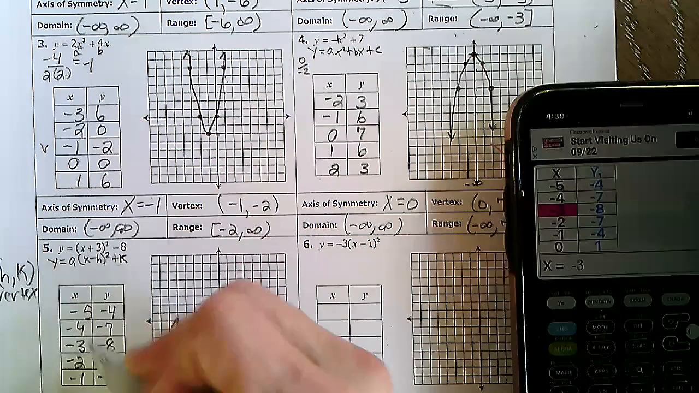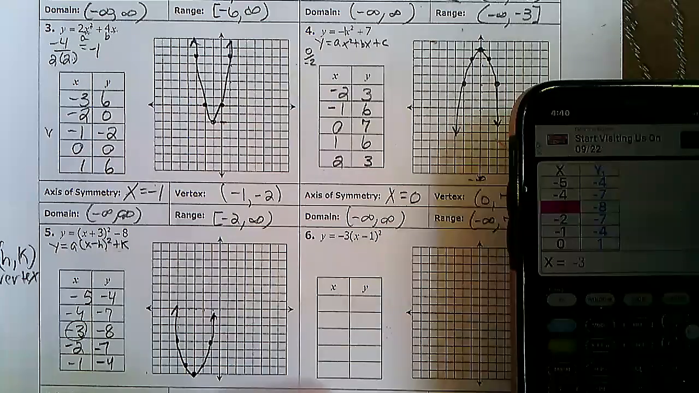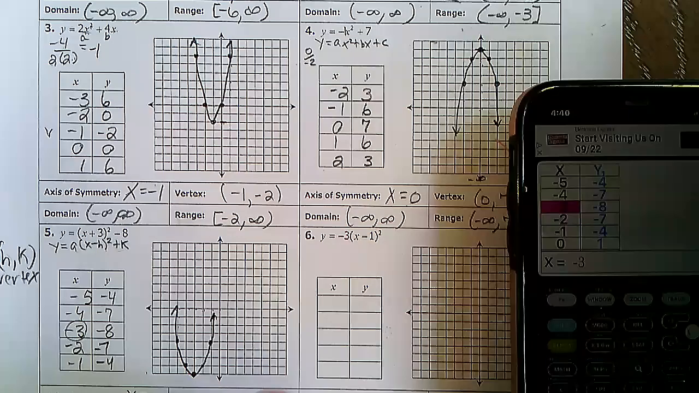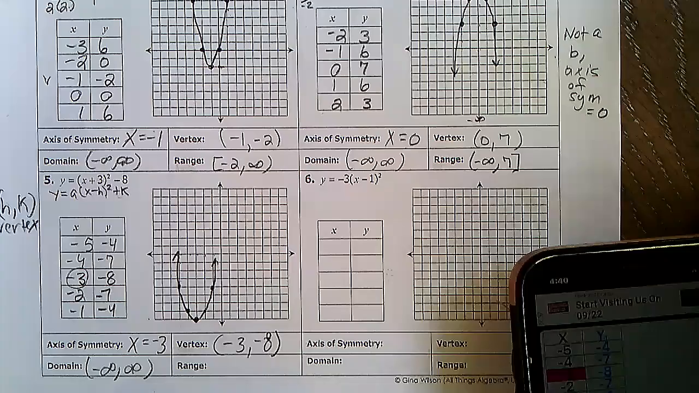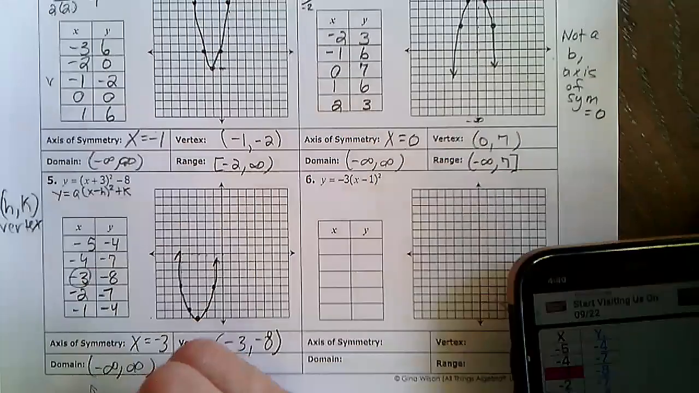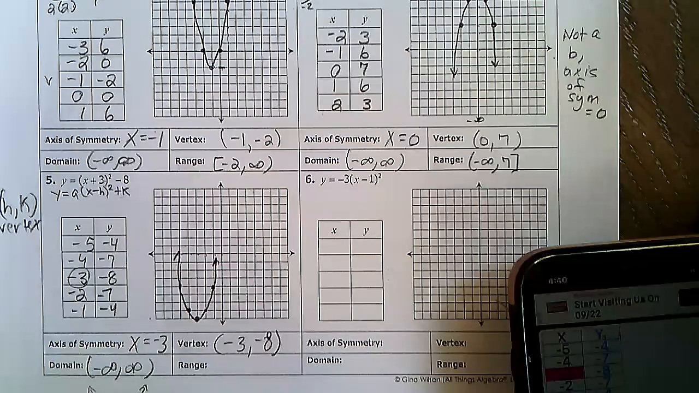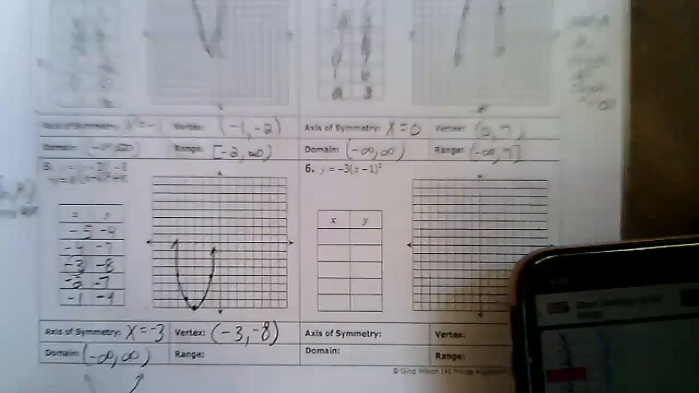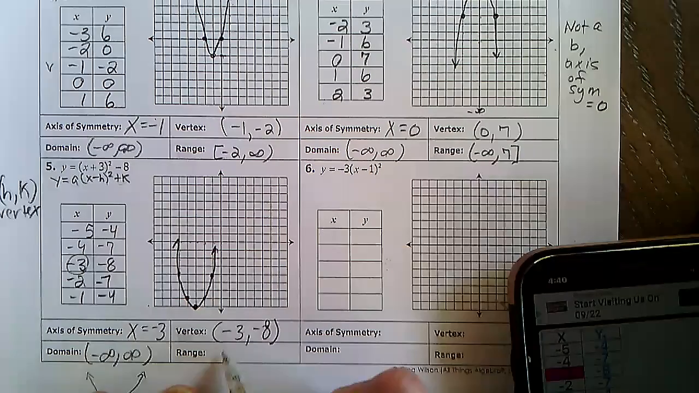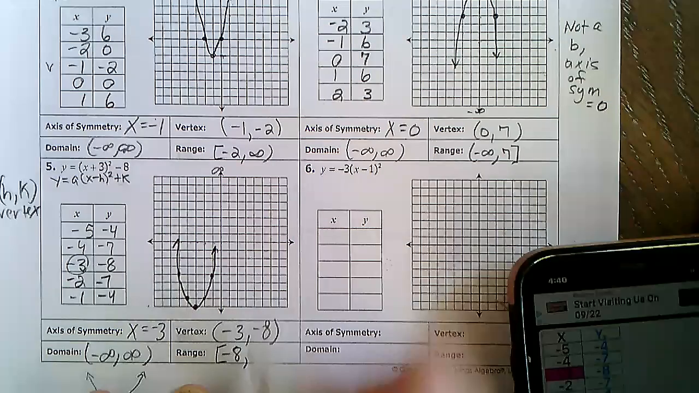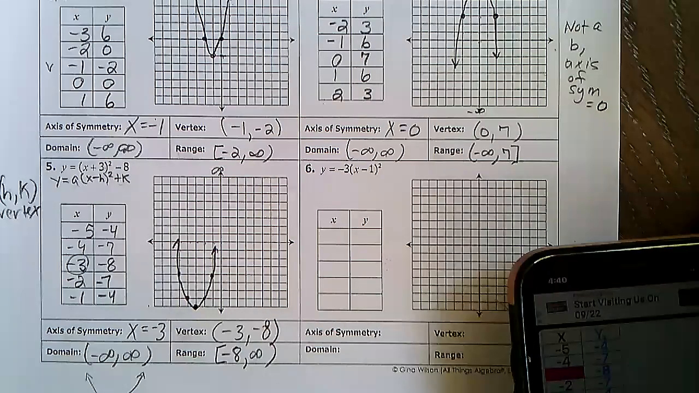So my axis of symmetry, remember that's always the x of your vertex. -8 is the vertex. Domain: and the reason your domain is always negative infinity to positive infinity is because it's getting wider forever. So if it gets wider forever, it's going left and right forever in both directions. All right, your range, your lowest point is -8, and this goes up to positive infinity.